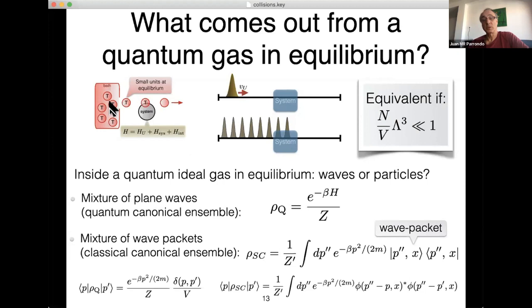But what happens inside, and what happens if you open a hole in the box, what comes out? As I said, if the molecules are very big, it's hard to believe that they come out as waves and not as wave packets. Localized wave packets. And actually, this is something that has even been studied experimentally.